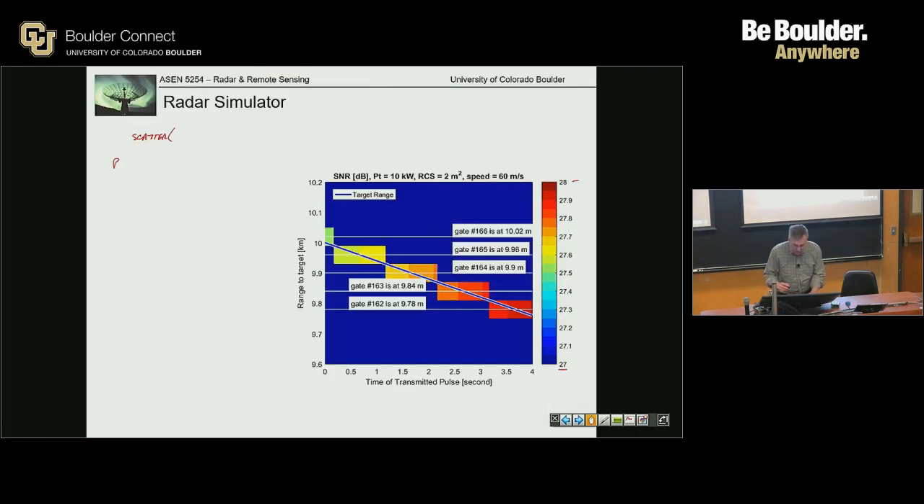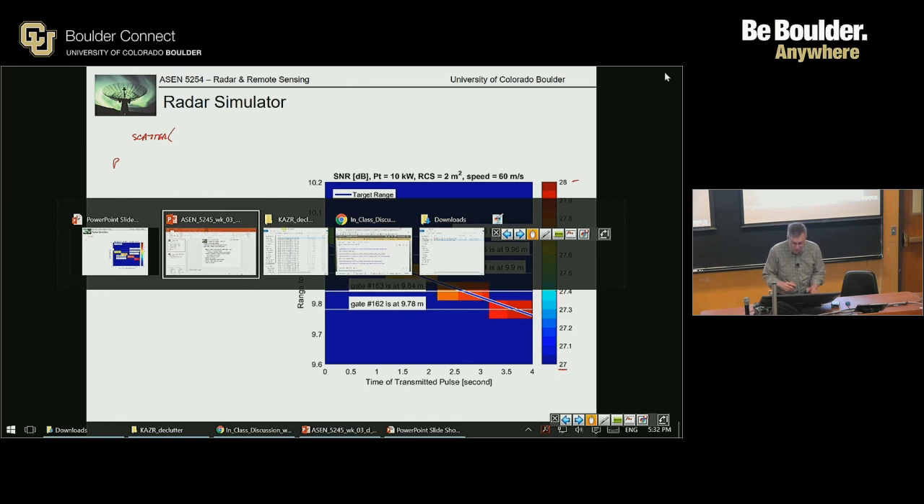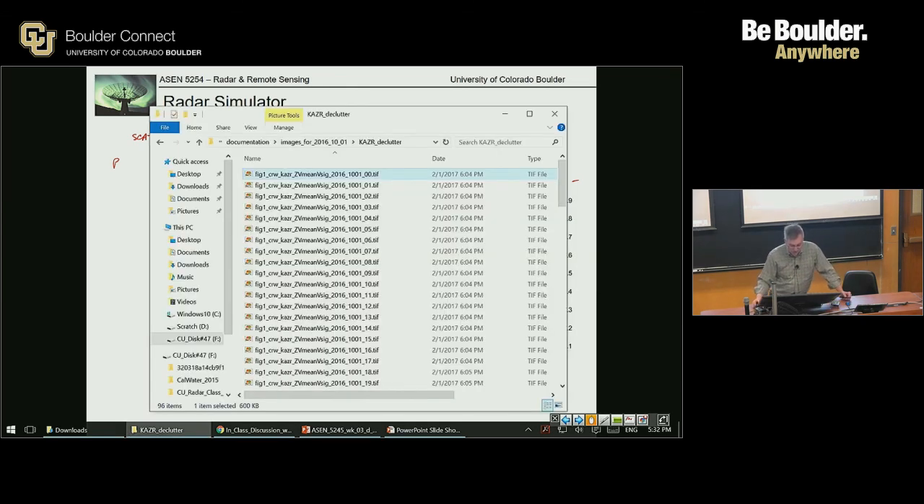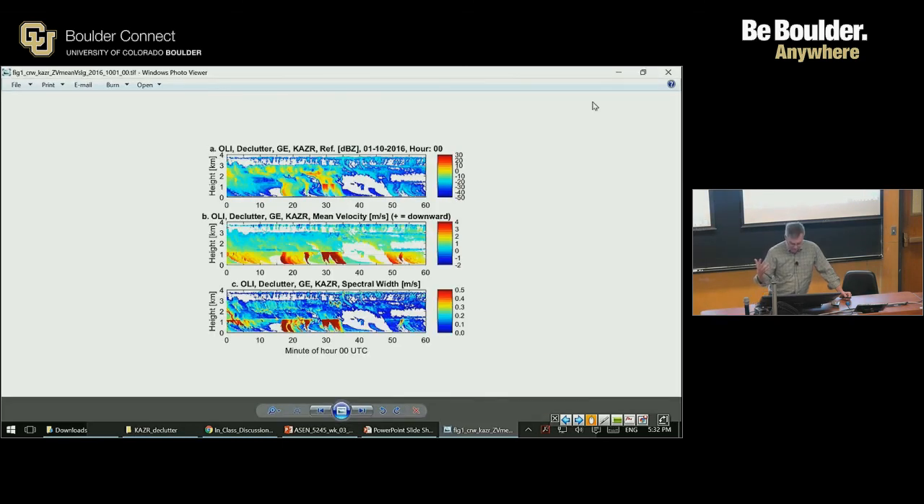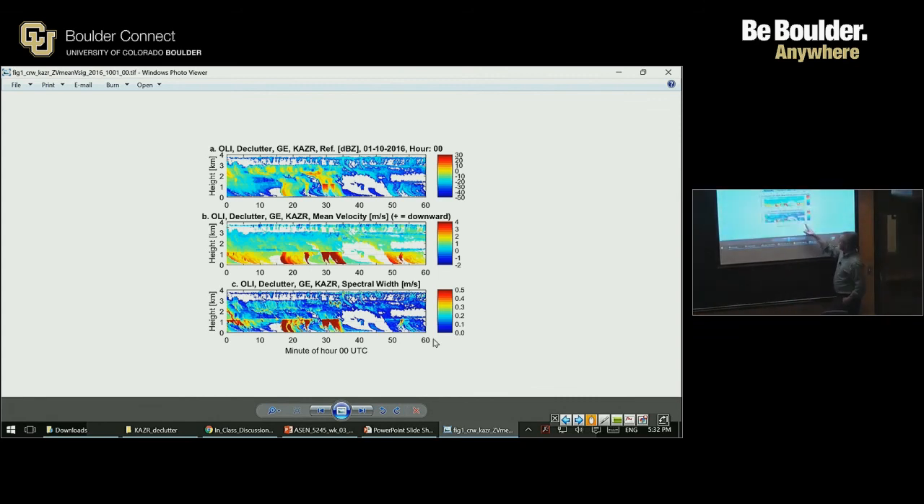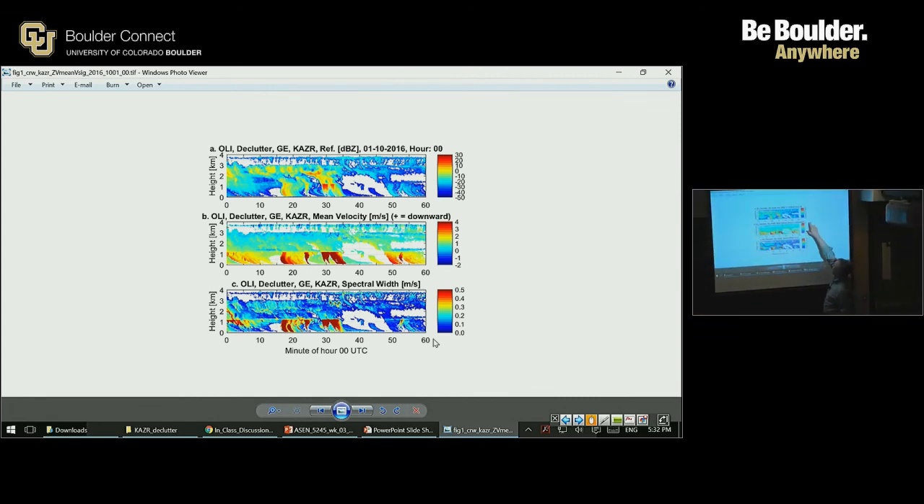While we're looking at this, I just wanted to show a figure, kind of a little bit of motivation. This is a plot that I made yesterday. On the horizontal axis is 60 minutes. So time is 60 minutes, time of hour 0.